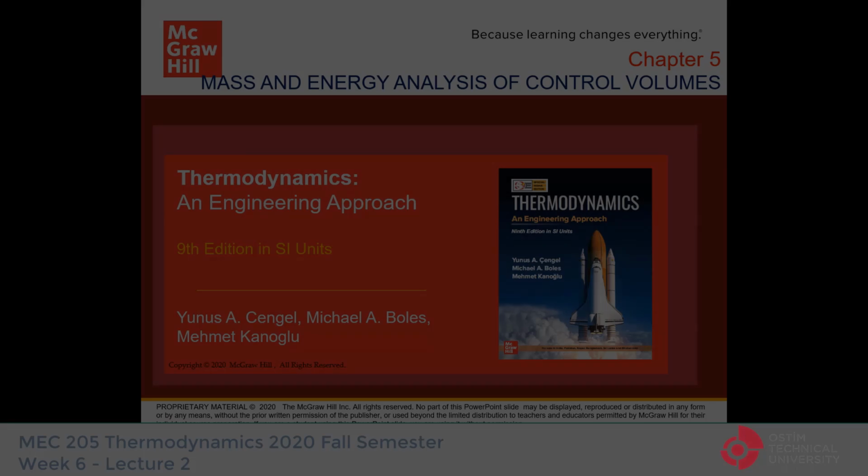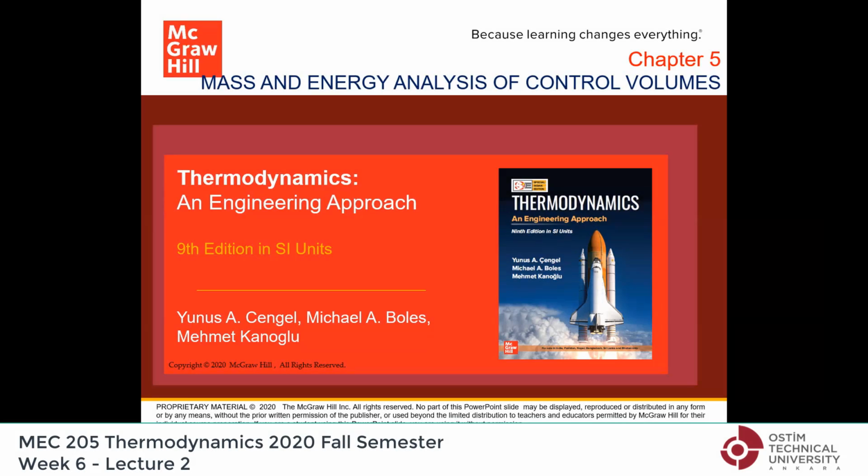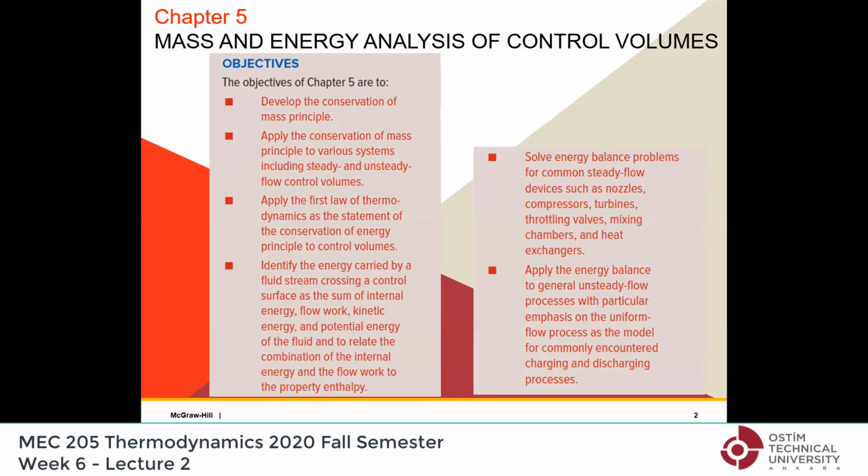Now we are done with chapter 4 and we will start chapter 5. We will do this during this hour and the next hour. In chapter 4, we did the first law, the conservation of energy for closed systems. In chapter 5, we will still do the first law. There is no mention of the second law here, but we will do it for the control volumes.